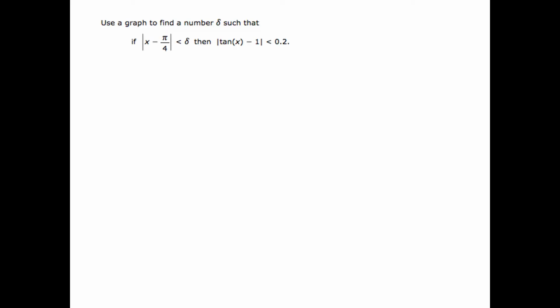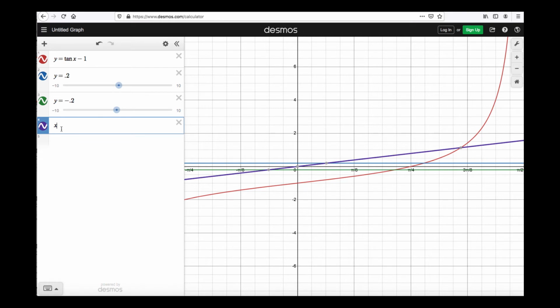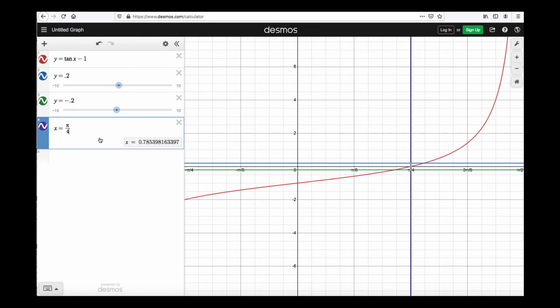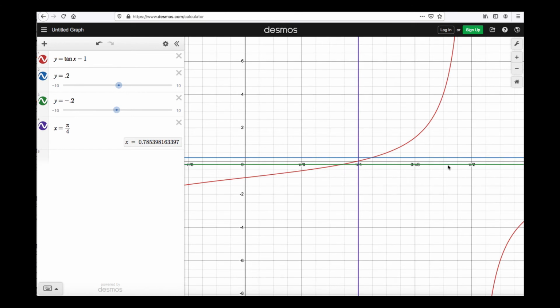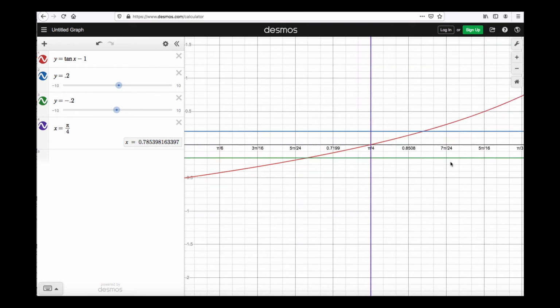Recall that we are looking at the difference between a given x value and pi over 4 should be less than some delta value. So let's graph x equals pi over 4. This will give us a vertical line right through the x value pi over 4. And let's zoom in so that we can see more clearly this area that we're talking about.